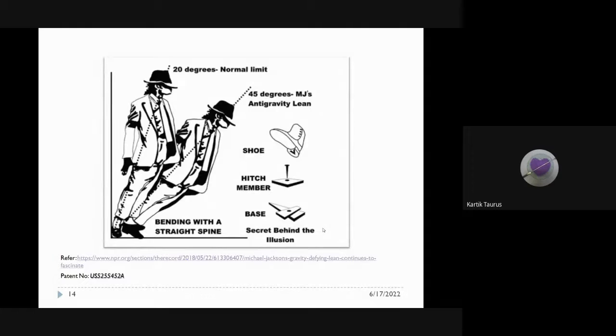Can anybody identify this artist? Somebody please, who is this artist? Michael Jackson, yeah, correct. Everybody must be knowing the signature dance move of Michael Jackson, which is the anti-gravity lean, where he bends by around 45 degrees. He does that because of his shoe with a V-shaped slit. Using this slit, he latches himself onto a nail which has been hammered on the stage. Because of that, he can bend by 45 degrees. This entire process, Michael Jackson has patented. So Michael Jackson is a proud owner of a patent, you can tell.